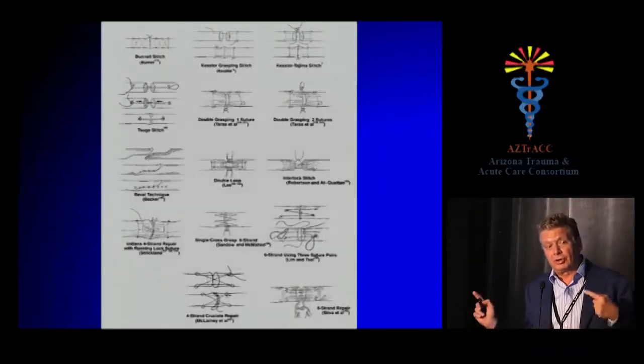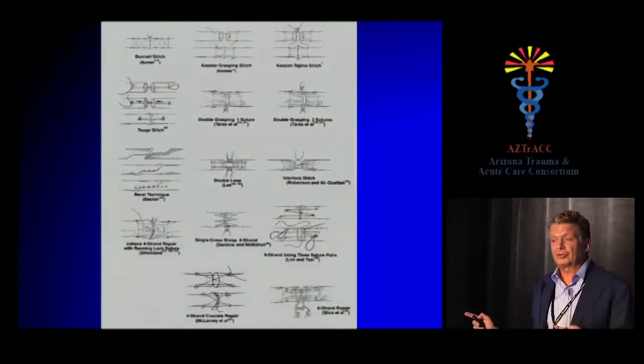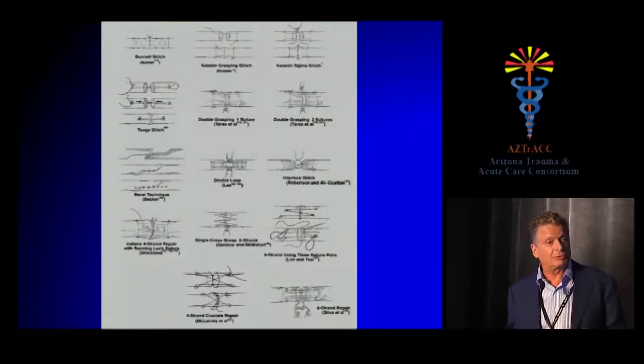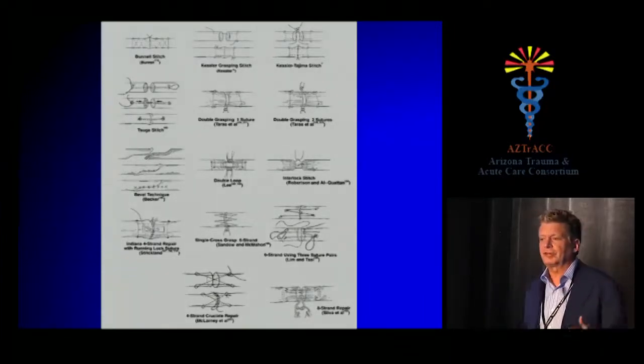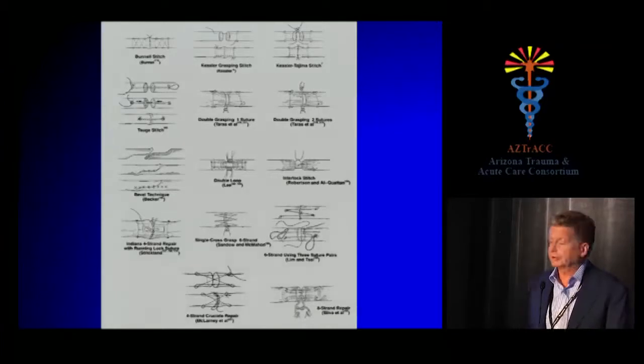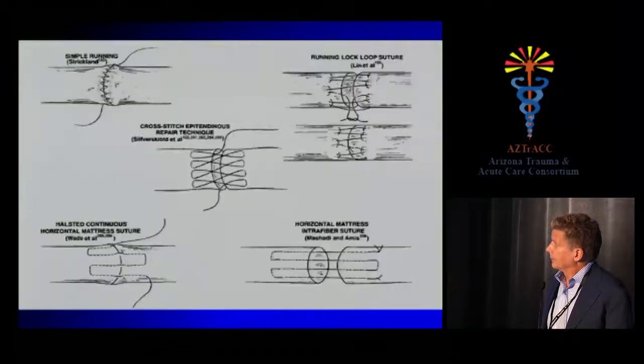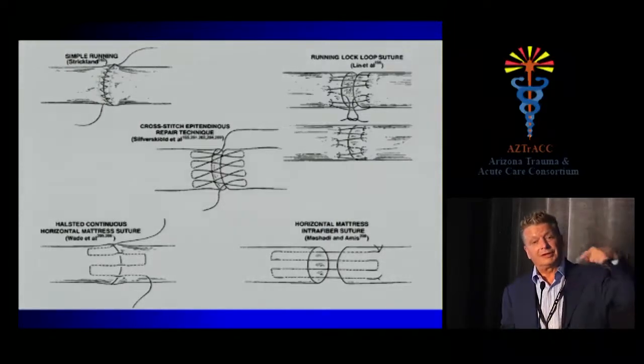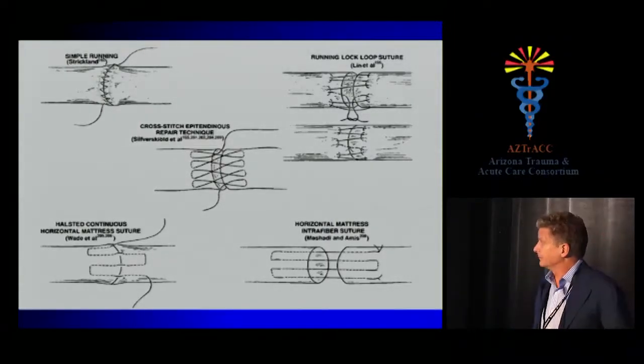Now, I want you to all get this down because here are all the different types of suture methodologies that can be used to repair a tendon. And when you see this plethora of options, you realize that no one's really figured out what to do. And these are all the different ways you can put the epitendinous suture around the outside.